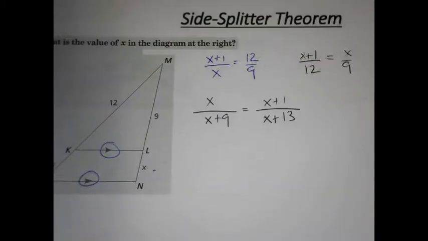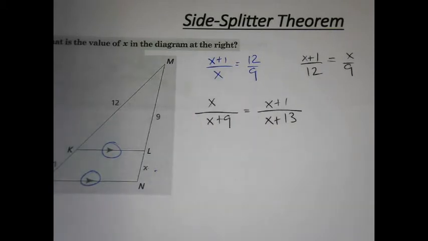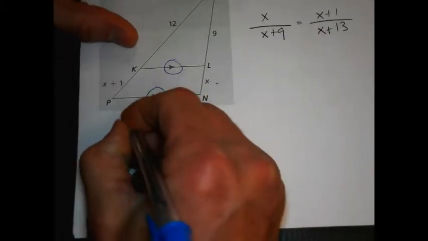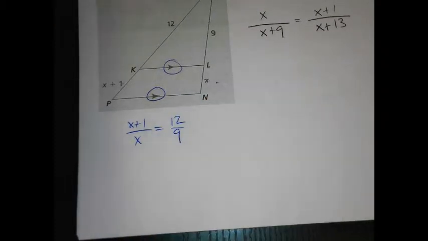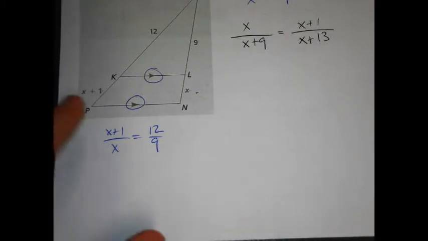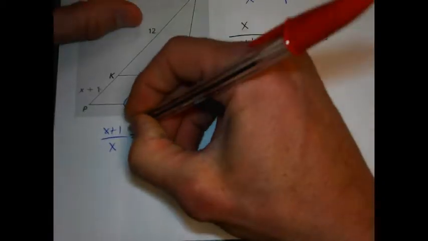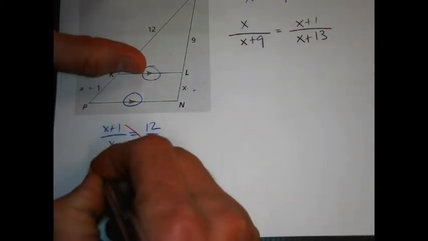So how about I'll work on the first one I noticed, x plus 1 to x. So let's consider that, okay? So we're going to compare x plus 1 to x. That would be equal to 12 to 9. And now what we do is use cross products, okay? The product of the extremes, x plus 1 and 9. And remember, when you multiply, make sure we use the distributive property. So that would be 9x plus 9.